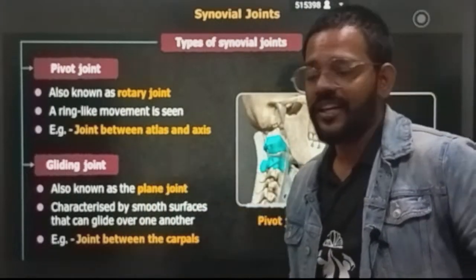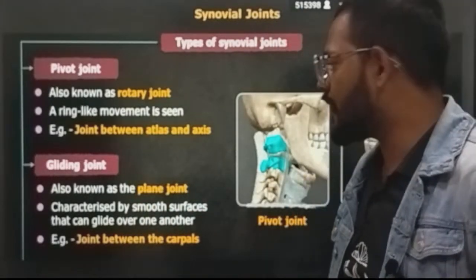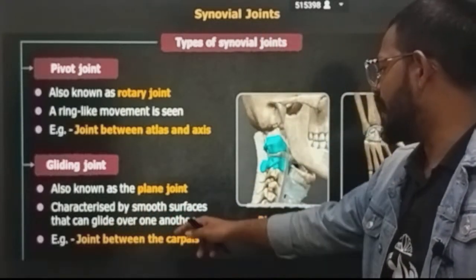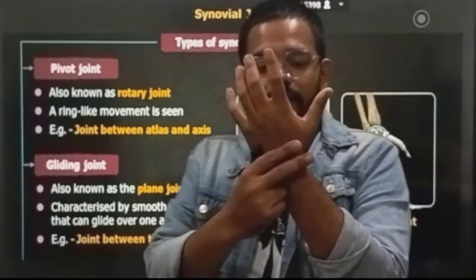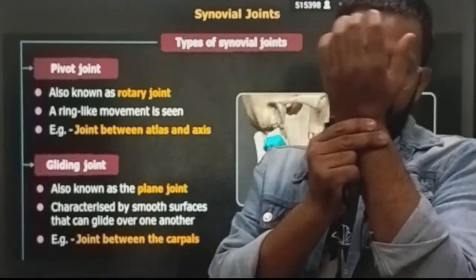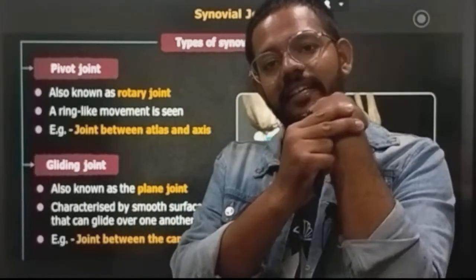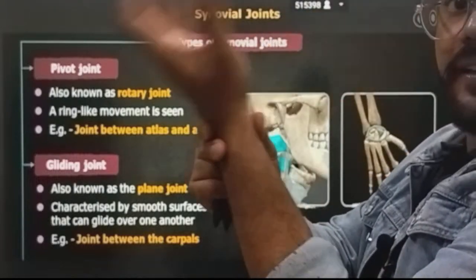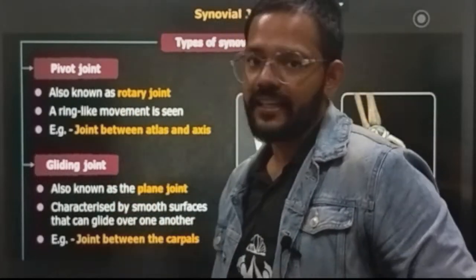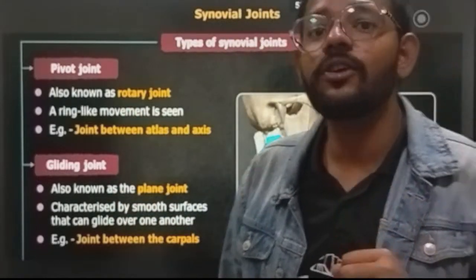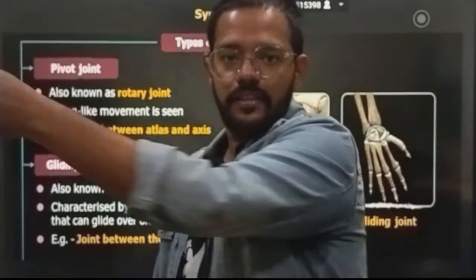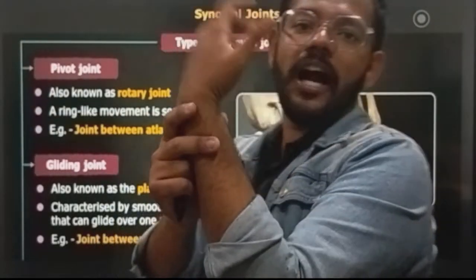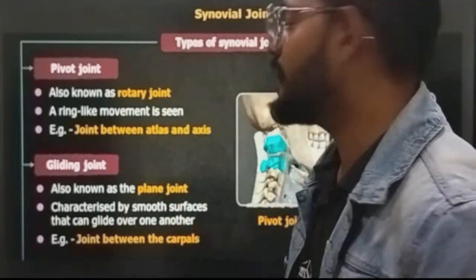Next one is the gliding joint, also known as the plane joint, characterized by smooth surfaces that can glide over one another. Example, the joint between carpals. The way you move your wrist like this, you can move your wrist like this, is because of the gliding joint. You know, gliding windows in your home glide like this on a surface. Same thing is present in your carpals. That is called a gliding joint.